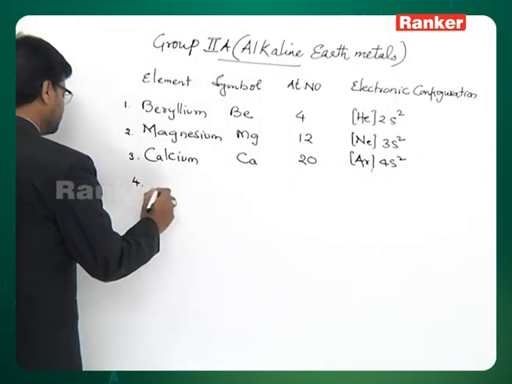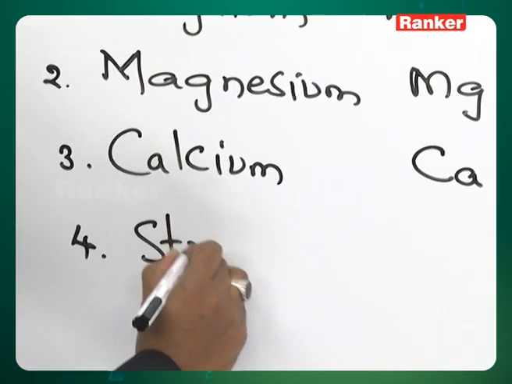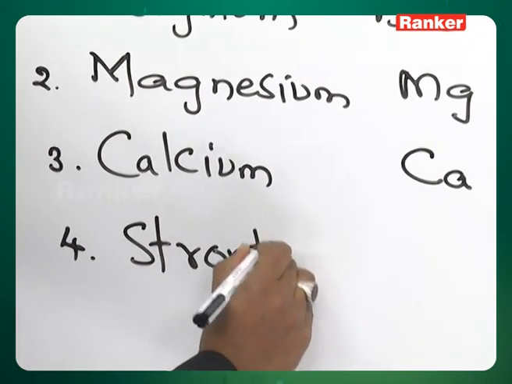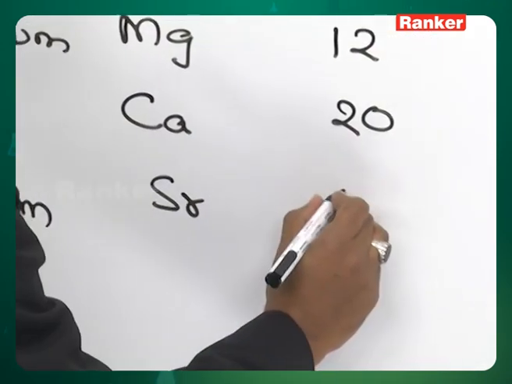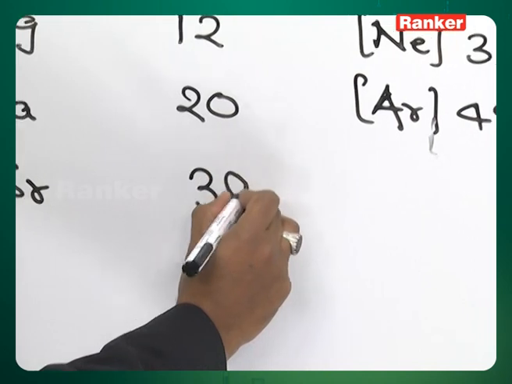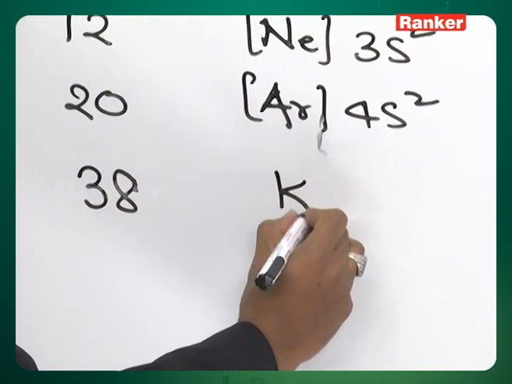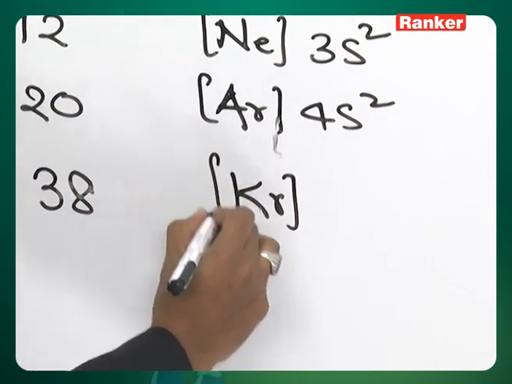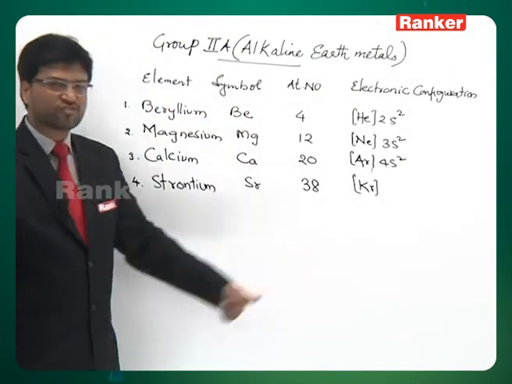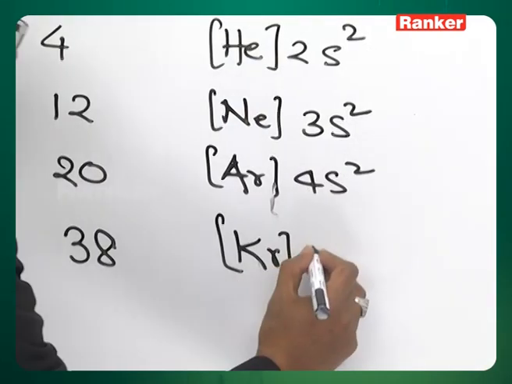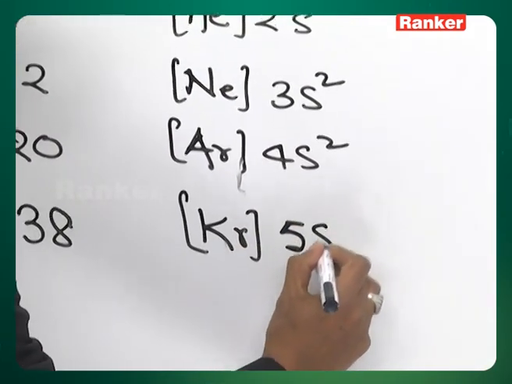Number 4 is strontium, Sr, 38. It has got krypton core. As you know, krypton has got 36 electrons. This has got 2 extra electrons. Those are present in 5s subshell.